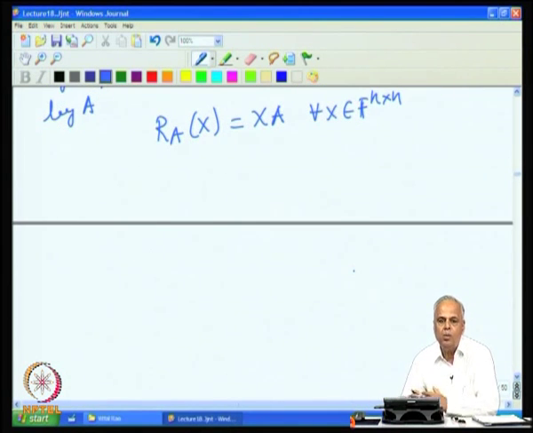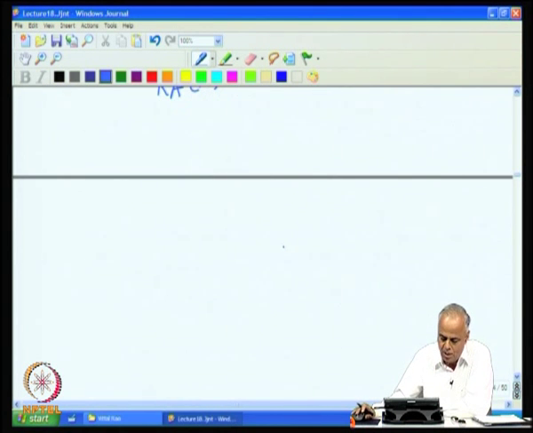So, thus we have, starting from every fixed n by n matrix, we can generate a linear operator on the vector space of n by n matrices. Let us now do a little more on this example.